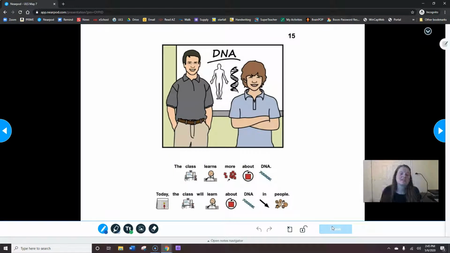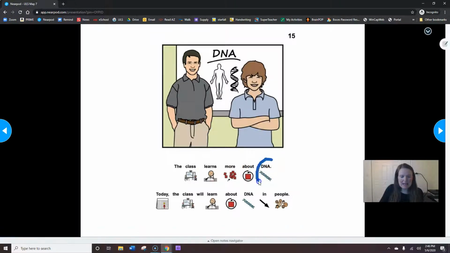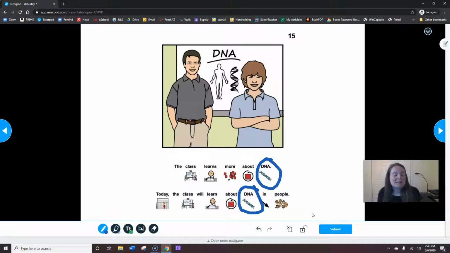Okay, the class learns more about DNA. Today the class will learn about DNA in people. Okay, what is the class learning about today? Let's look back. The class learns more about DNA. So what are they learning about? DNA. So let's circle DNA 1-2 times on the page. They're learning about DNA. When you're done circling DNA, hit submit.